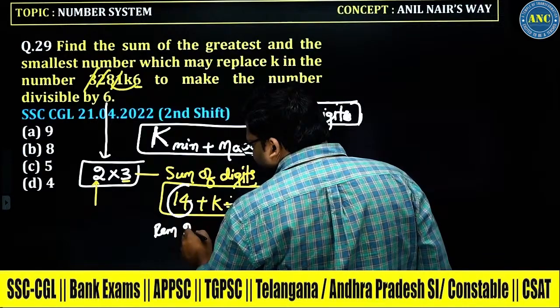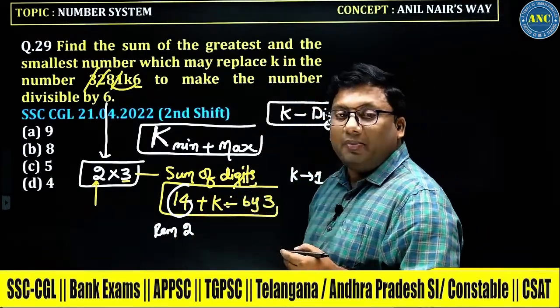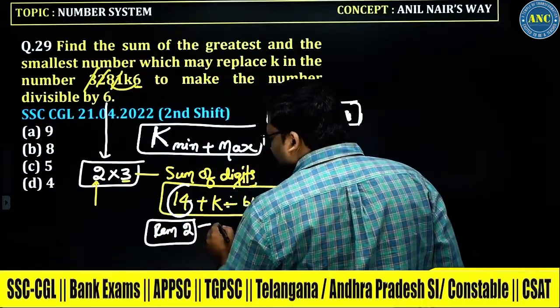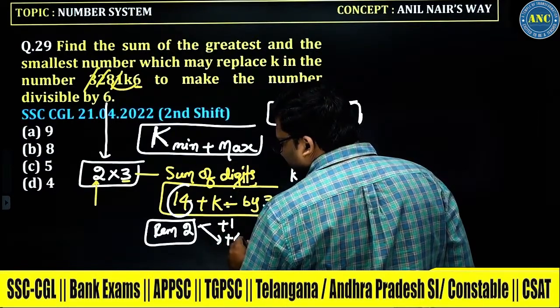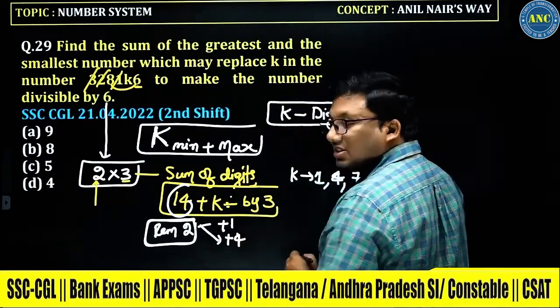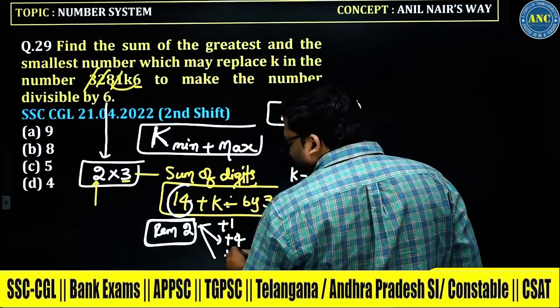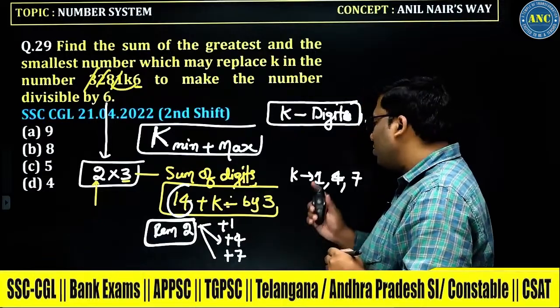When it is divided by 3, the remainder is 2. How much do I need to add to a remainder of 2 to get it divisible by 3? Either I can add 1, because 2 plus 1 is 3, or I can add 4, because 2 plus 4 is 6, or I can add 7. K can take only digits from 0 to 9.